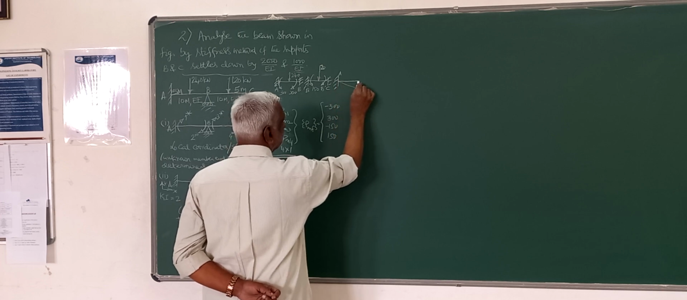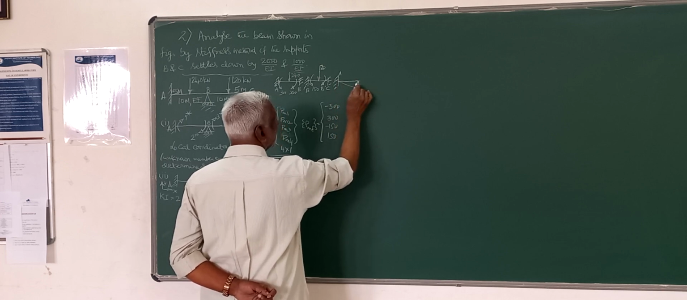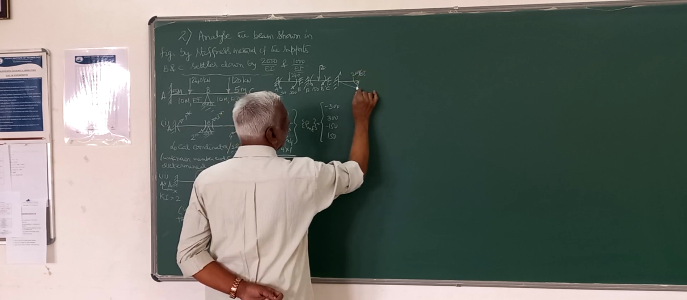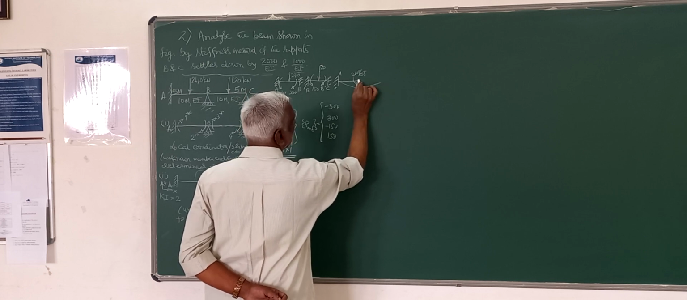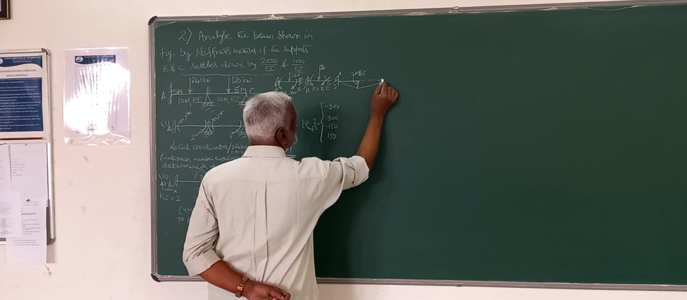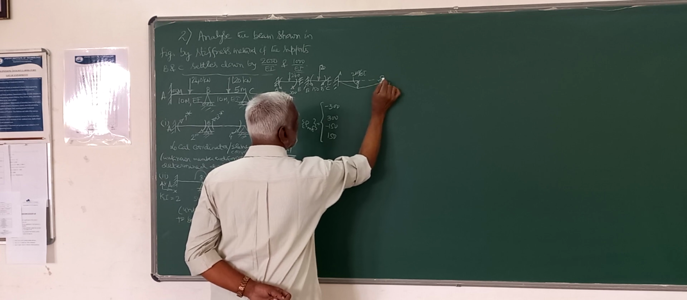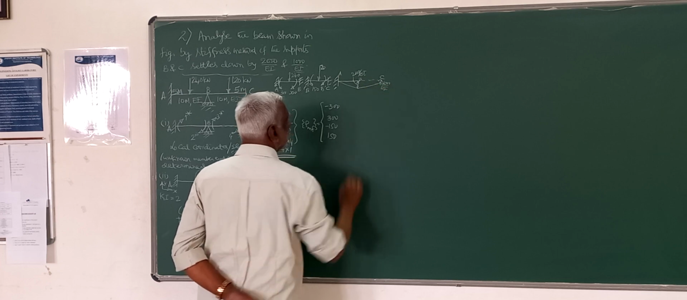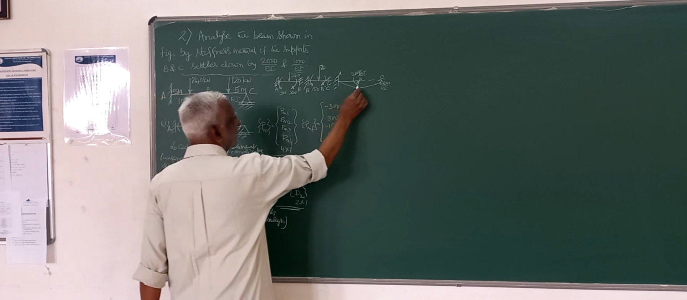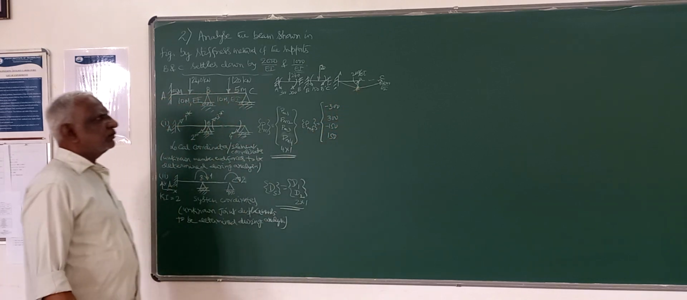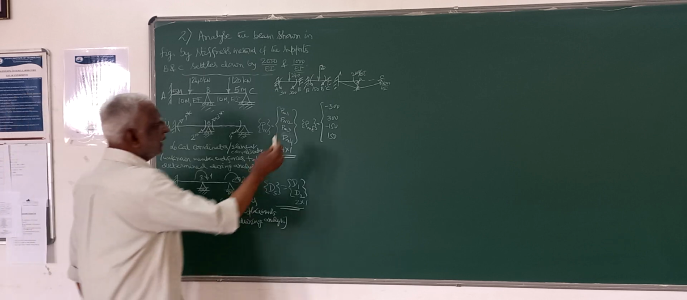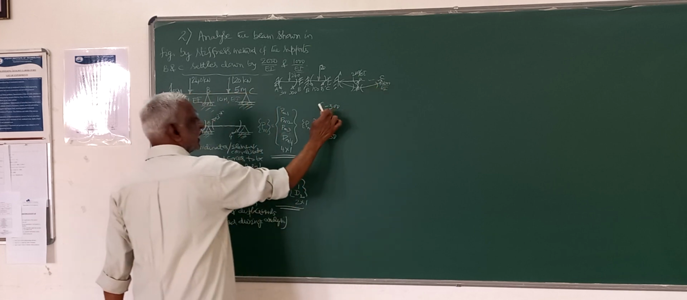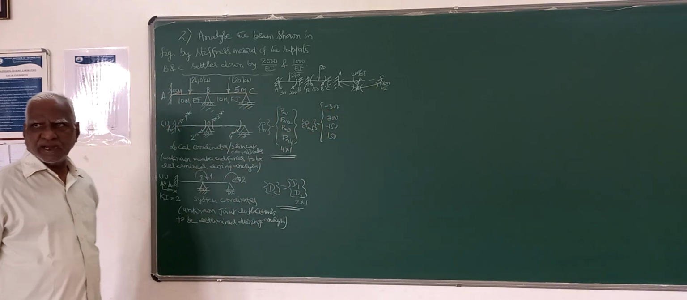Here, B settles down by 2000 by EI, and likewise C also settles down by 1000 by EI. These two joints, B and C, have settled down by 2000 by EI and 1000 by EI. Due to this settlement, again a fixed end moment is generated here, and that also I have to take as the fixed end load.